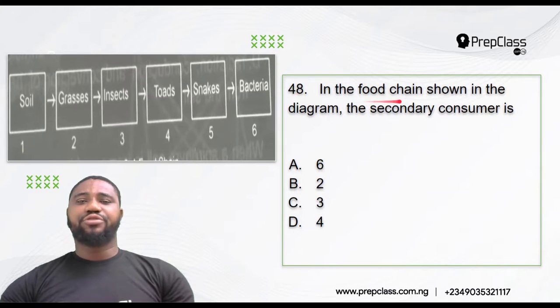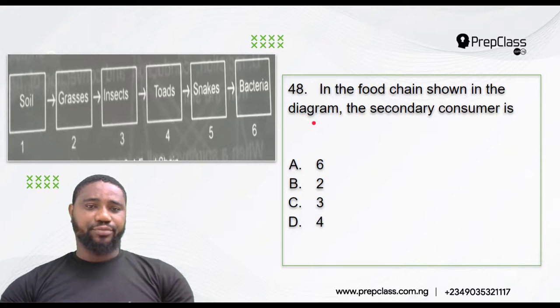48. In the food chain shown in the diagram, the secondary consumer is, look at the food chain: 1, soil; 2, grasses; 3, insects; 4, toads; 5, snakes; bacteria. So this means that grasses will grow on soil, insects will feed on some of these grasses, toads will feed on some of these insects, and snakes come and feed on the toads. When the snakes die, bacteria will decompose them.